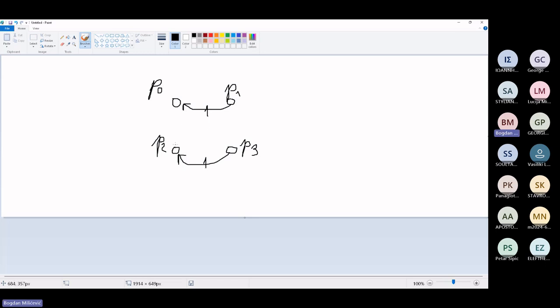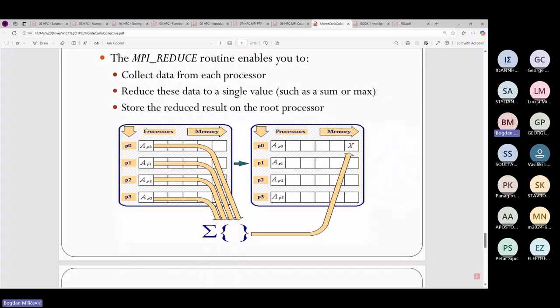And in a second, and in this case, final step of communication, process 2 sends the data to process 0, and process 0 will have the final summation. This is just what is happening behind the scenes of MPI reduce.